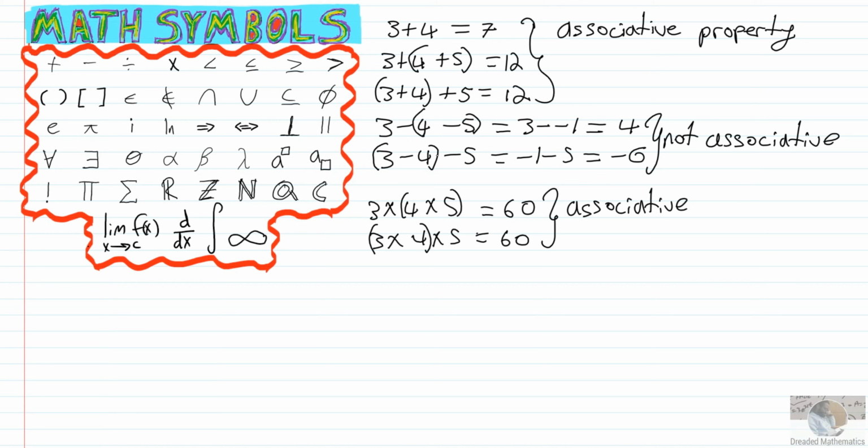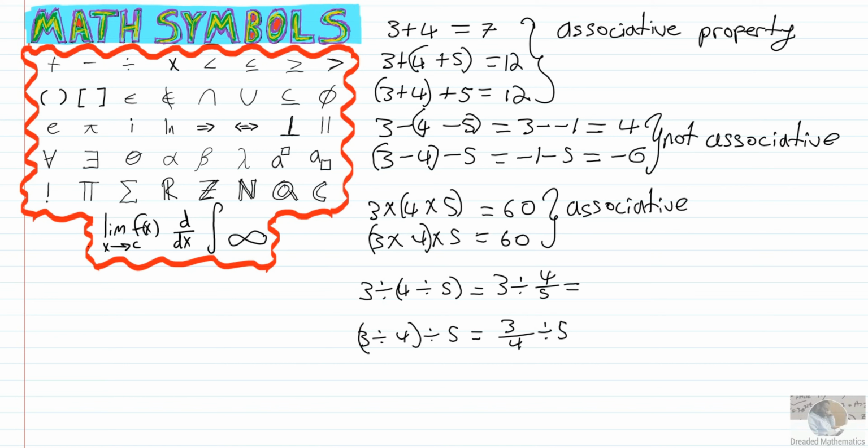Let's try something else. Let's say we had 3 divided by 4 divided by 5, and we were to group the 4 and the 5. And also, let's say we had 3 divided by 4, and we group this and divide that by 5. The question is, are these two statements equivalent?